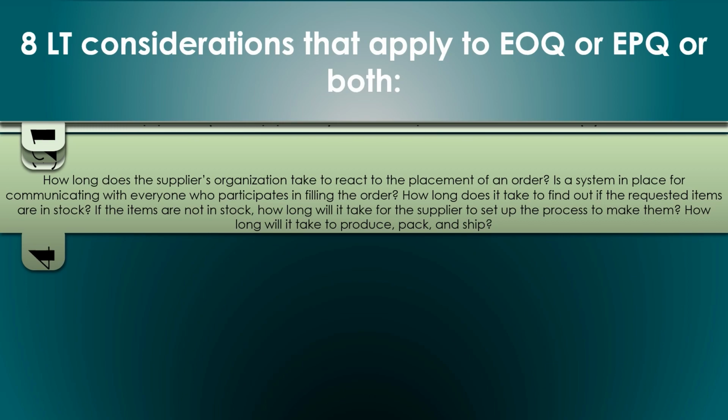Next is how long does the supplier's organization take to react to the placement of an order? Is a system in place for communicating with everyone who participates in filling the order? How long does it take to find out if the requested items are in stock? If the items are not in stock, how long will it take for the supplier to set up the process to make them? And how long will it take to produce, pack, and ship?